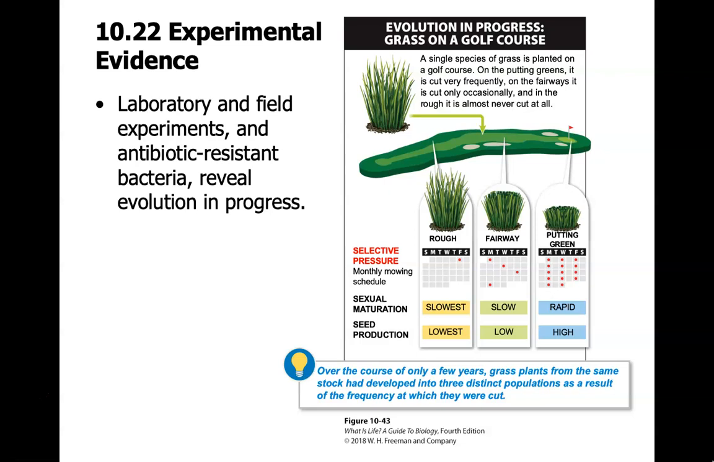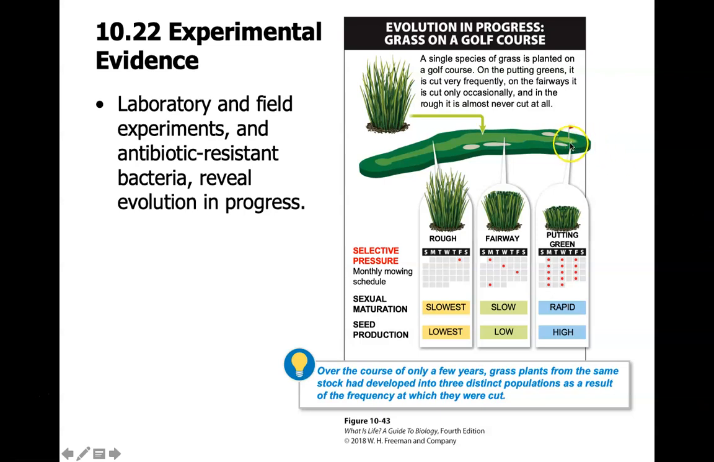This is kind of a cool study here. This was a study that was done on grass at a golf course. So really, you can study anything you want. Based on the different ways that grass is cut at a golf course, they looked at selective pressure and the change in this population over time.